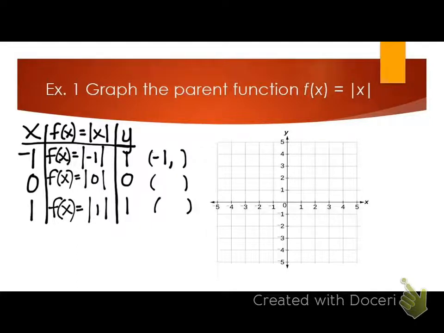-1, 1. What's my next ordered pair? 0, 0. And my third ordered pair? 1, 1. Now, let's graph it.